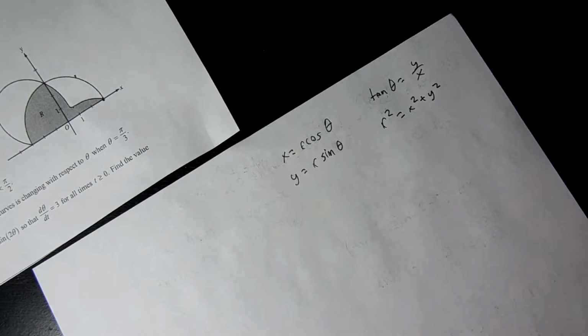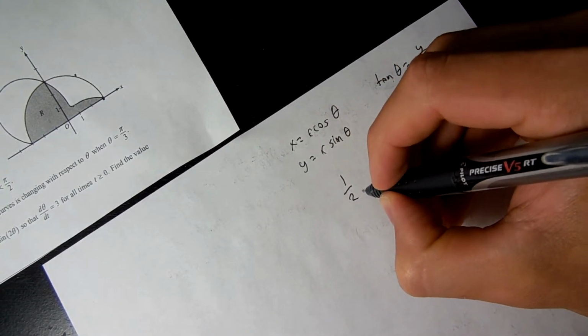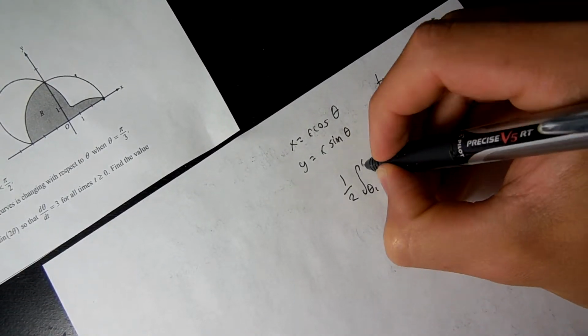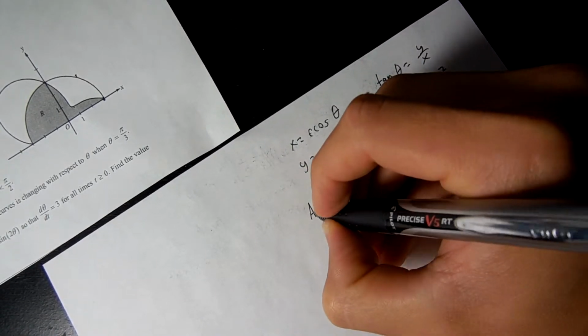You also need to know the area and arc in polar coordinates, which is 1/2 of the integral from theta 1 to theta 2 of r squared d theta. And that is what area equals.